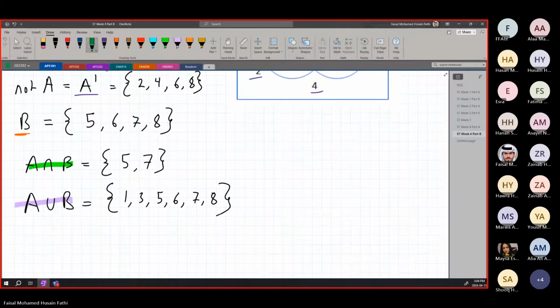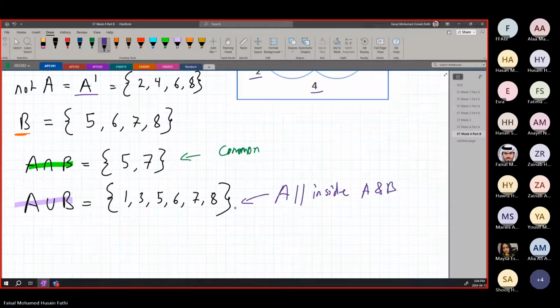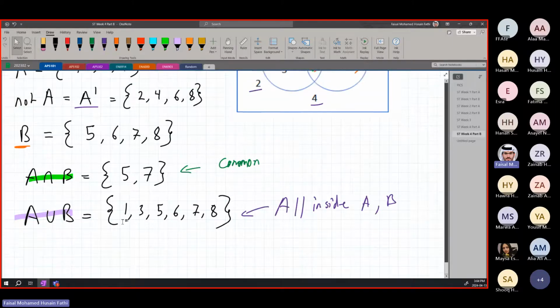All right? This is just the common. And this is all, everything inside A and B. All of inside A, B. Okay?